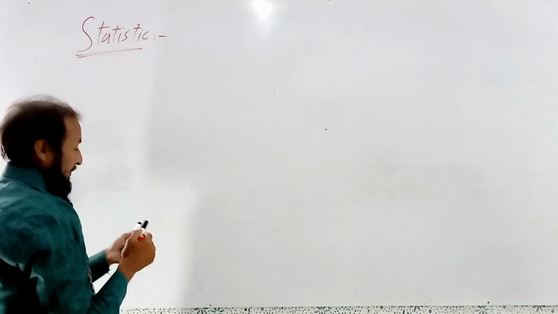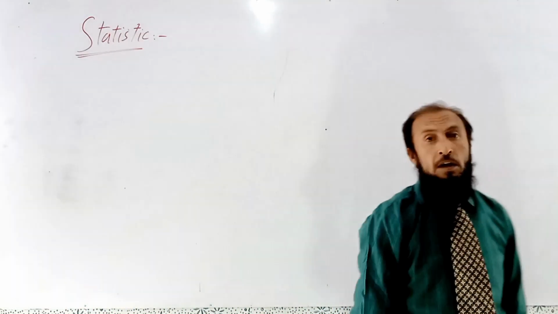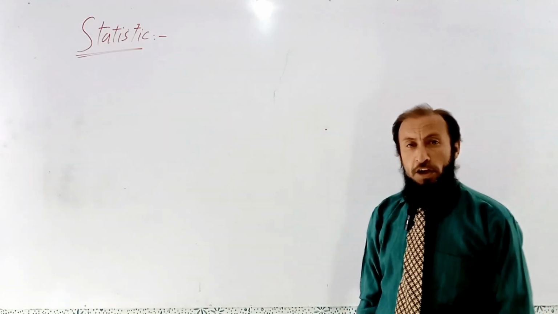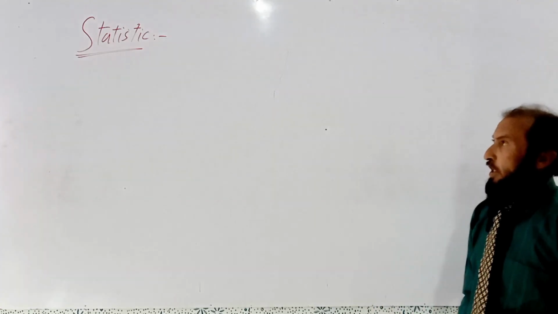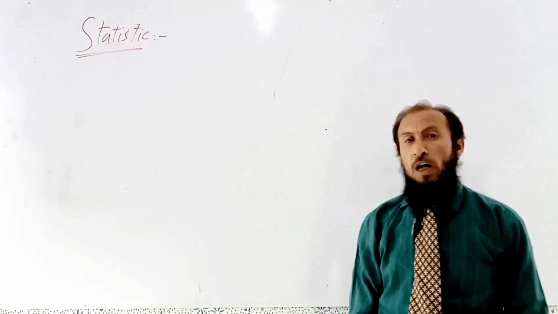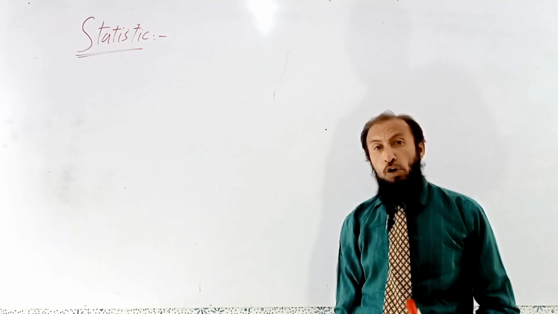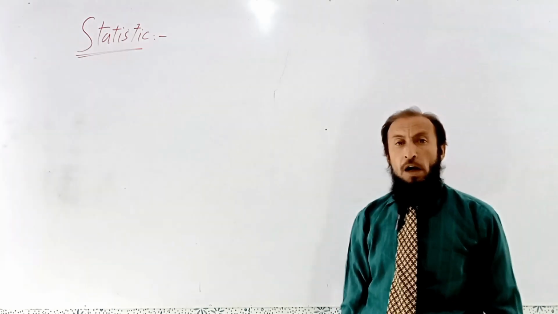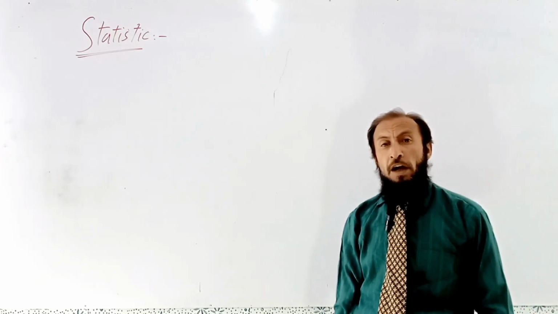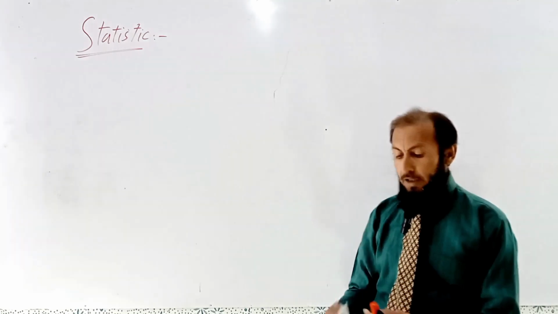What is a statistic? Any value calculated from the sample is called a statistic. A statistic is always a random variable which changes from sample to sample. It is always denoted by Roman letters: X bar, the sample mean, S, the sample standard deviation, and the sample variance. Now we write the definition.